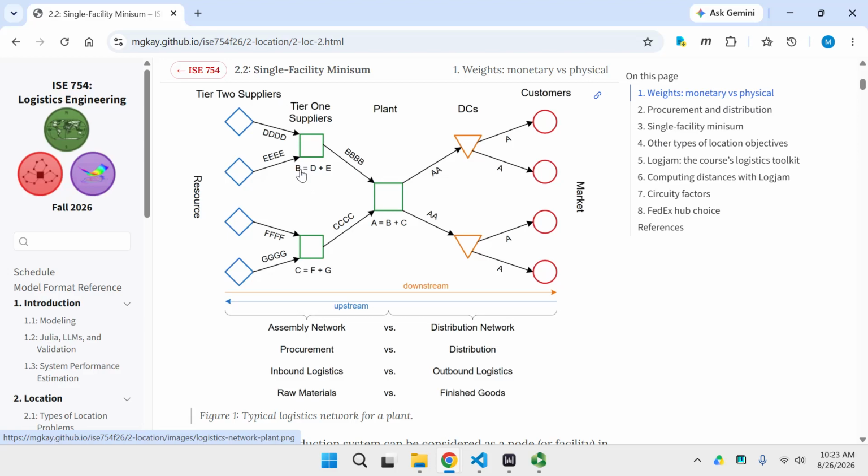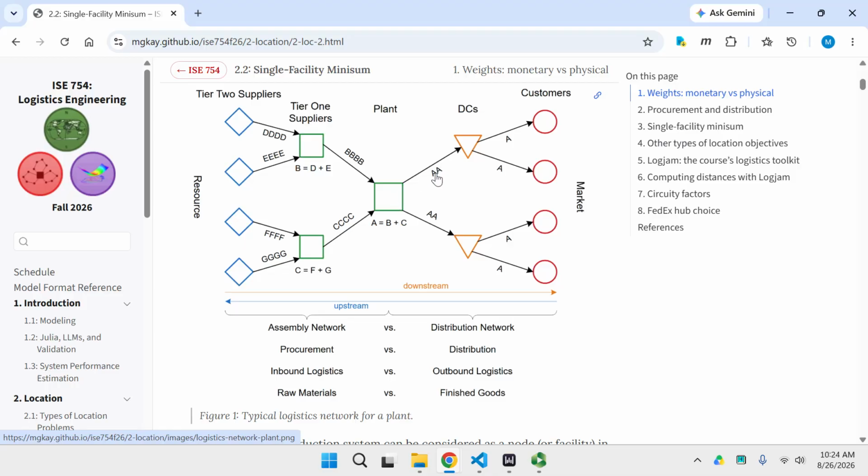Each unit of B is composed of a unit of D and E, and likewise for C being composed of F and G. This side of the network is called the assembly network, and then from the plant all the way to the customers is called the distribution network. What changes is that the plant itself produces units of A, and then A doesn't change from the plant all the way to the customers. What does change is how large the loads are that move from one location to another.